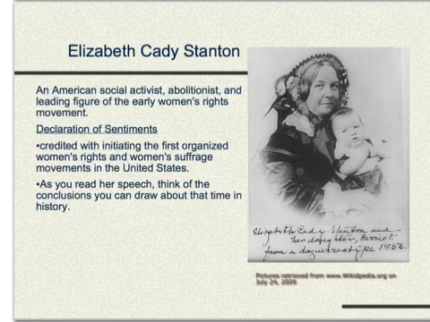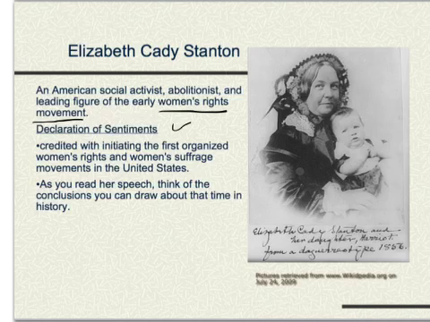She was an American social activist, an abolitionist, and a leading figure in the early women's rights movement. So she was a social activist and an abolitionist. That means she was fighting to abolish slavery, but she also became a leading figure in the early women's rights movement. And in fact, her Declaration of Sentiments, which was presented at the first Women's Rights Convention, which was held in 1848 in Seneca Falls, New York, is often credited with initiating the first organized women's rights and women's suffrage movements in the United States.